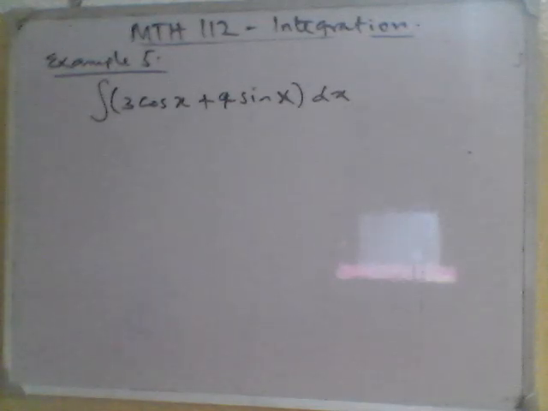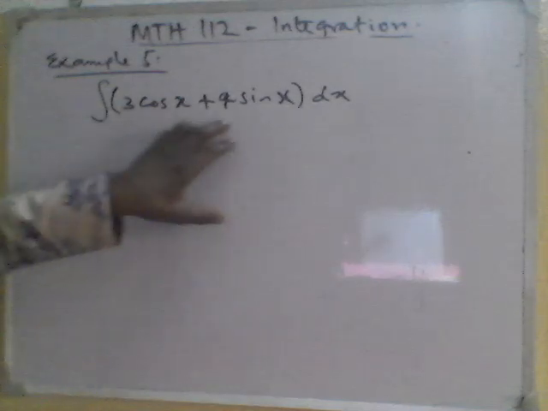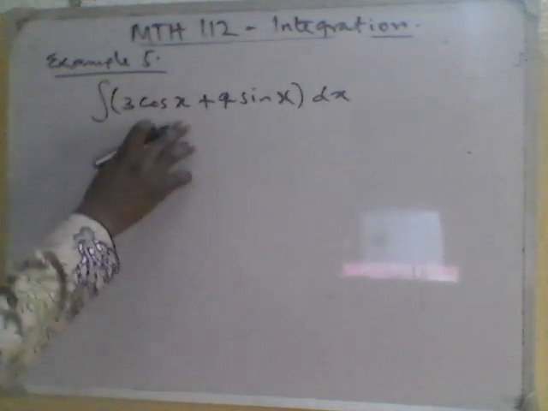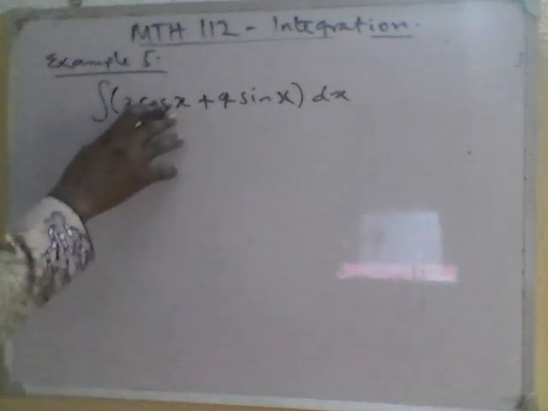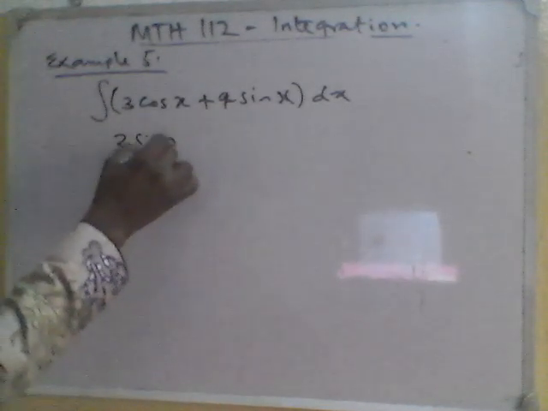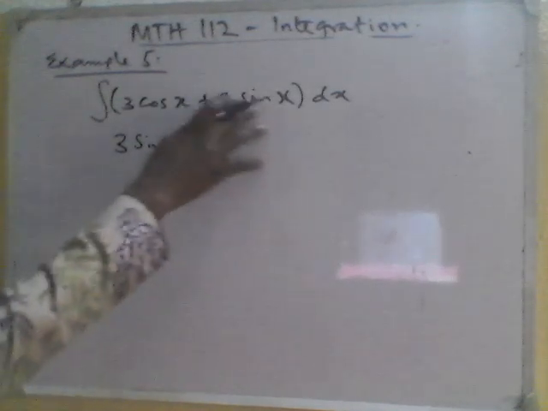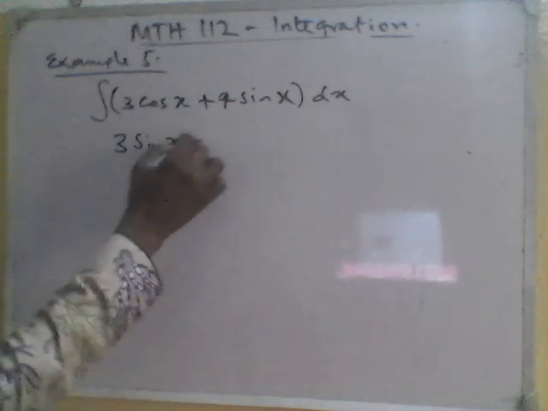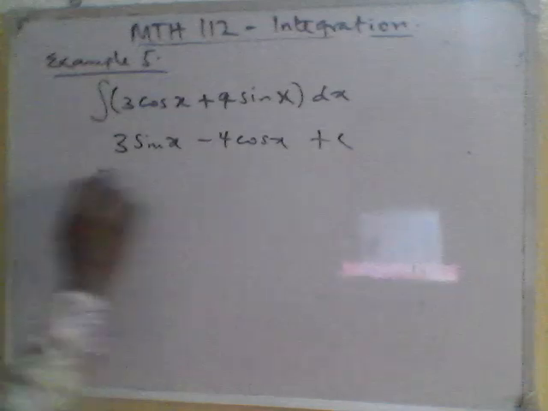Okay, so by way of application, we are looking at example 5, where we are told to integrate 3 cos x plus 4 sine x dx. So we can do them one by one. This 3 is a constant. It doesn't affect the integration, right? So this 3, I write it out. 3, then cos x integral is sine x, right? Then if I integrate sine x, I get minus cos x. So that minus already will affect this one. So minus 4 cos x plus c. So this one is just the answer straight up.